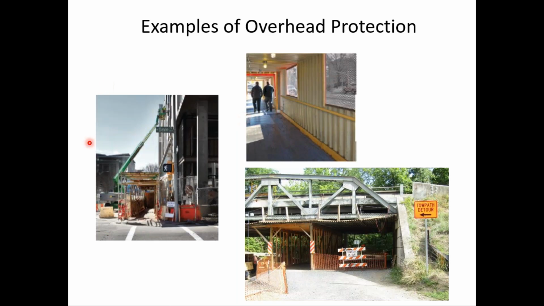But I kind of like that example of overhead protection. And then here in the lower right, this is in Maryland. It's the C&O Canal Trail, a historic trail along the Potomac River. The contractors are working on the bridge. They're replacing thousands of bolts, as I understood it. And so the Maryland DOT required the contractor to have a canopy to protect trail users from falling objects or tools or whatever. And so the contractor put in what looks like a plywood canopy.